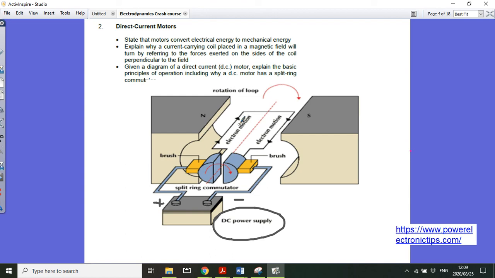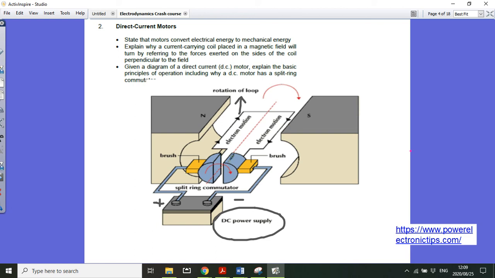Now I want you to use your slap rule and determine the direction, or any rule you want. You can use your left-hand rule as well. And you would see that this side is being pushed upwards. On this side, the current is flowing in this direction, so it's being pushed downwards. So it gives us a nice rotation.